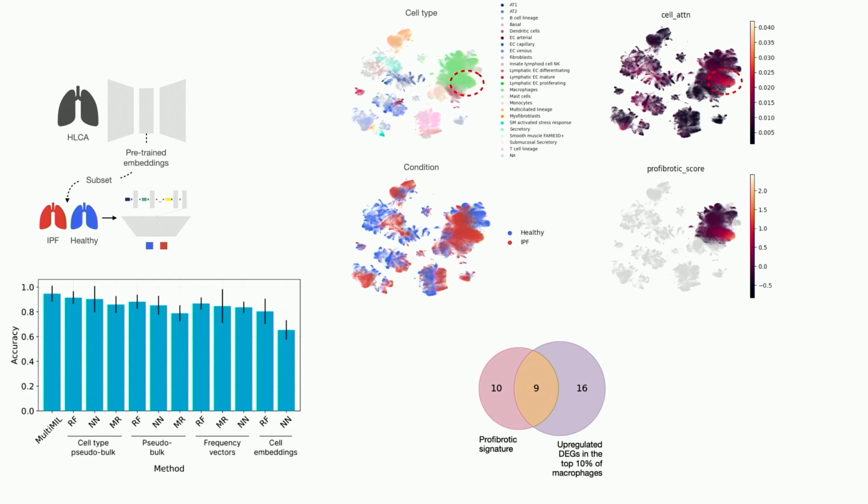And what we show here is we can actually get 16 additional genes that could be added to the profibrotic disease signature.